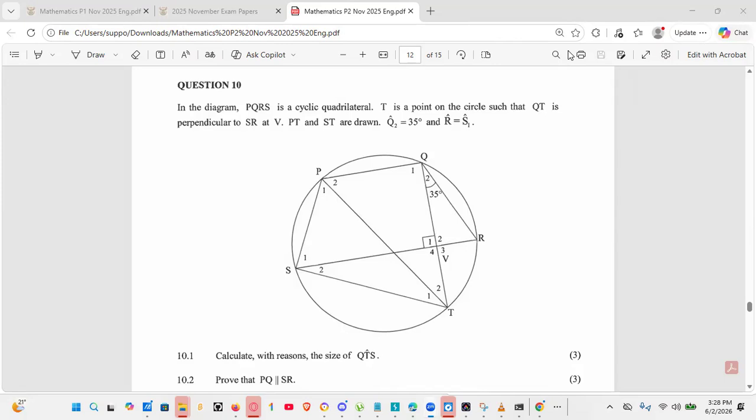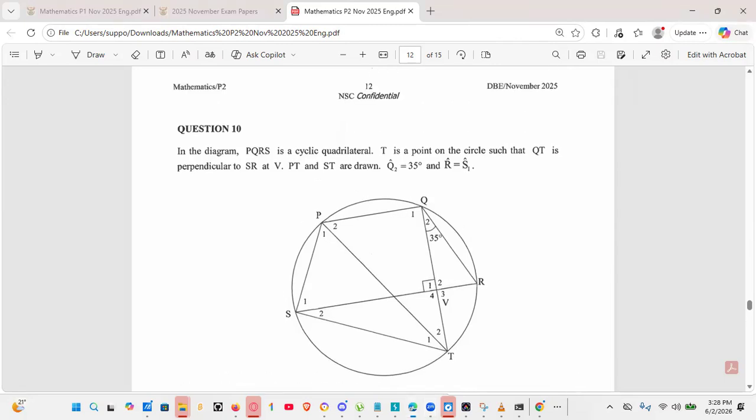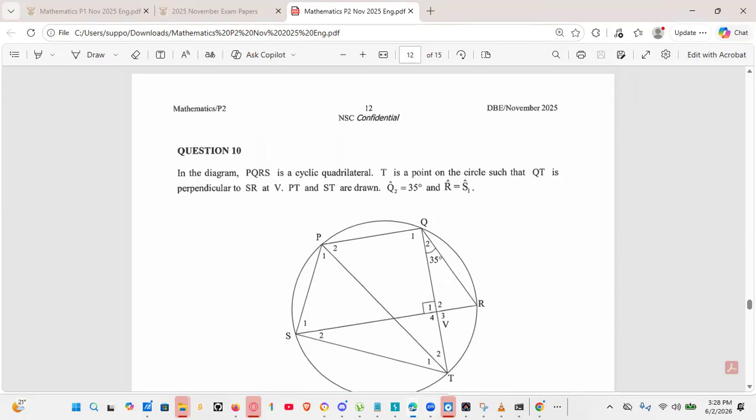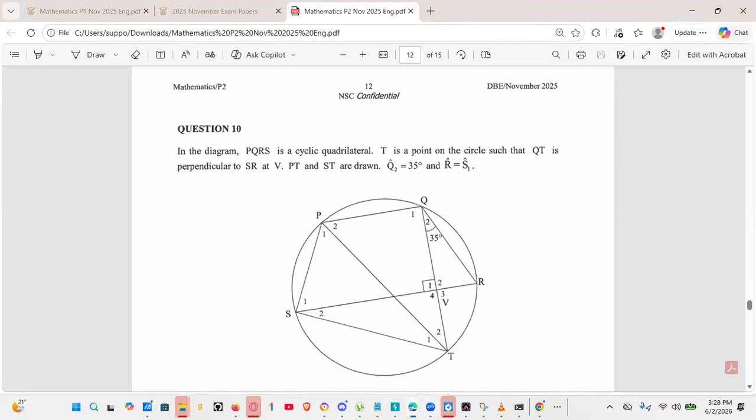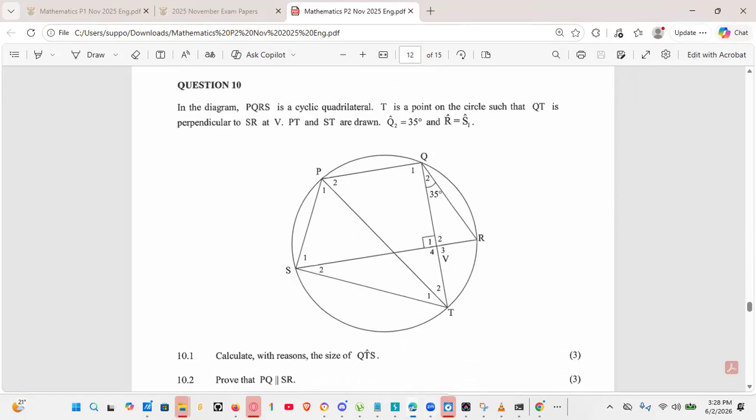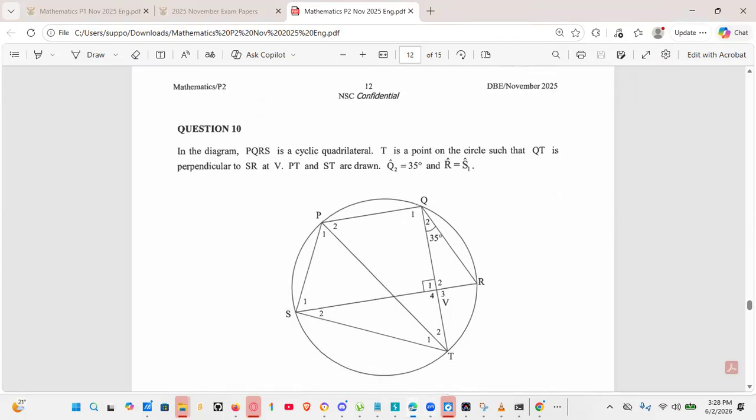Good day. So we're still looking at questions from the 2025 November paper, paper 2. In this case, we have a circle. Let's first analyze and see what we can figure out from the circle. So read the information.